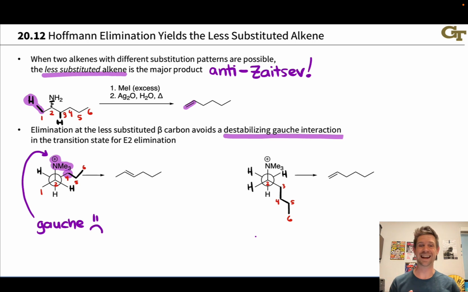So this is sort of a kinetic issue. This elimination is going to be kinetically slow, even though the more substituted alkene is more thermodynamically stable. On the other hand, when we eliminate off the methyl carbon, that gauche interaction is gone entirely. And in fact, carbons 4, 5, and 6, this fragment right here, is now anti to this group right here. And so we're in a great situation here where there is no gauche interaction. So this elimination is quite a bit faster than the elimination to form the more substituted alkene. And this all hinges, again, on the large size of the trimethyl ammonium group.